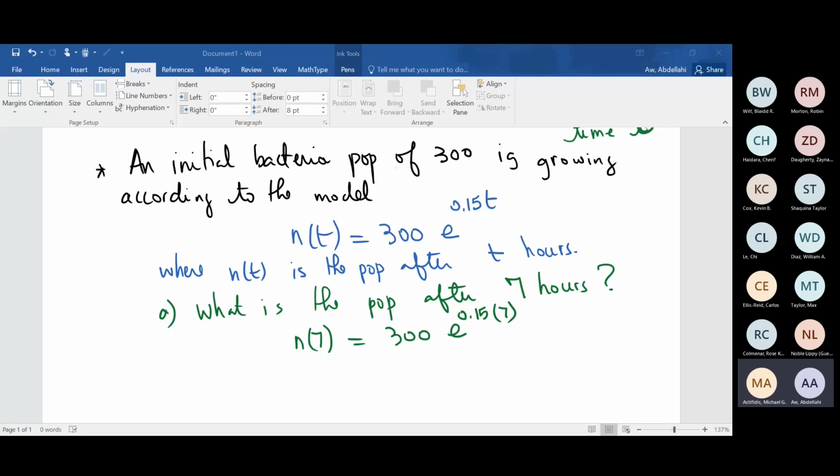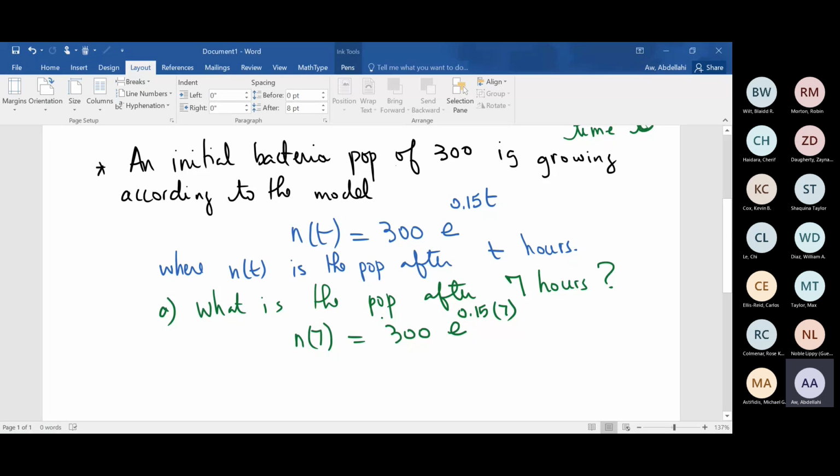is 0.15 times 7. You see, my calculator is a mess. So, and then E to that, and then times 300. It's going to be 857.3. We round to a whole number because this is a bacteria population.